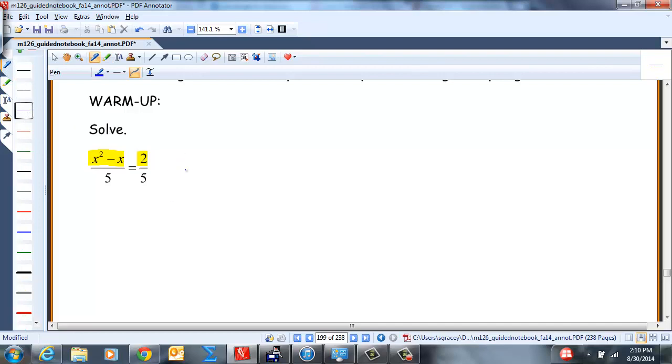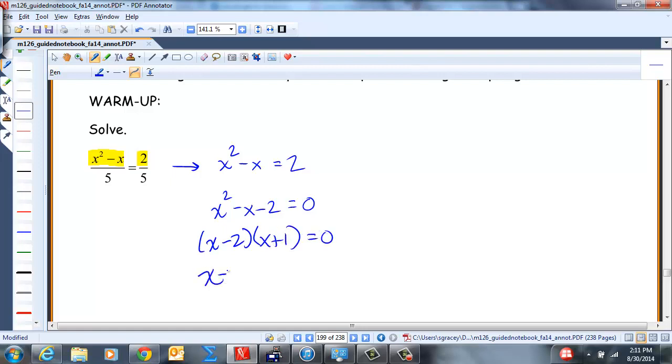This is true only if x squared minus x is equal to 2. And that is an equation that is quadratic in form. So we'll just get 0 on one side. And factoring, we have x minus 2 times x plus 1 is 0. So x minus 2 is 0, or x plus 1 is 0. So x would be 2, or x would be negative 1.